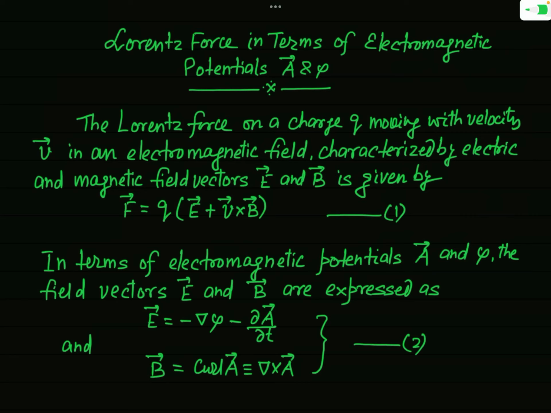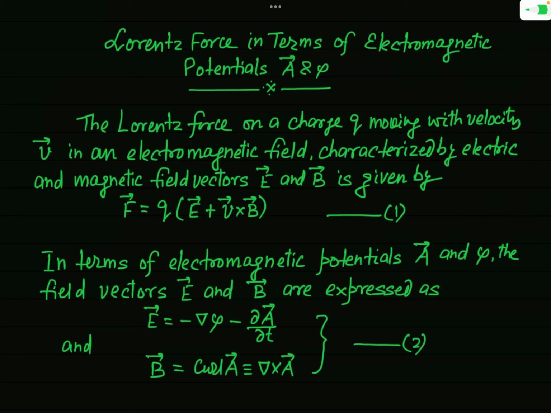In the chapter on fields due to moving charges, you have discussed in great detail the two very important electrodynamic or electromagnetic potentials. Actually, those potentials were the magnetic vector potential A and the scalar potential phi. In today's lecture, our aim is to find the expression for Lorentz force in terms of these electromagnetic potentials A and phi. This is a very simple problem, but very important for your different examinations.